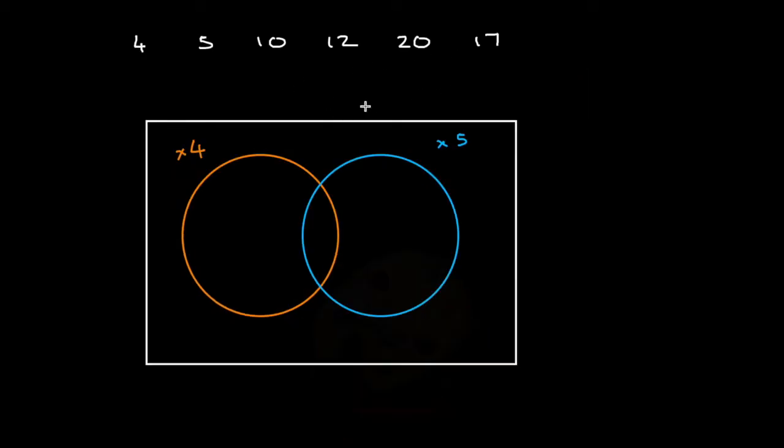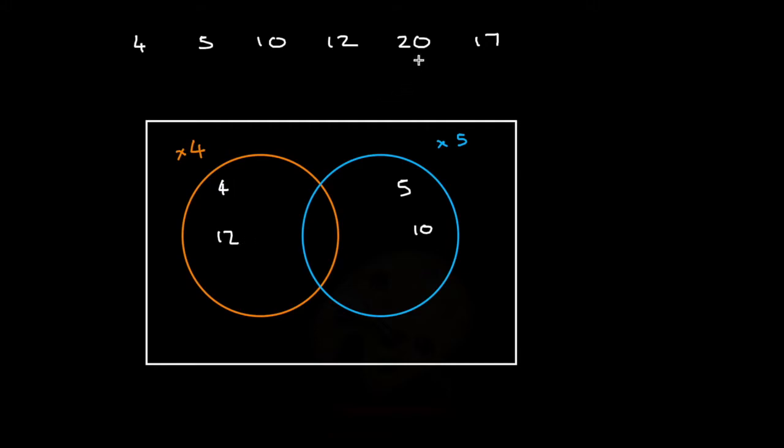So here, I've got a set of data which I want to organise into 2 groups, based on whether it's a multiple of 4, shown by this circle here, or whether it's a multiple of 5, shown by this blue circle here. So first we've got 4. 4 is obviously a multiple of 4, and it's not a multiple of 5, so we know that 4 can go in here. Next we've got 5. 5 is a multiple of 5, and obviously not 4, so we know 5 can go in here. And then we keep doing that for the rest. 10 is a multiple of 5 and not 4, so 10 goes here. 12 is a multiple of 4 and not 5, so 12 can go here.